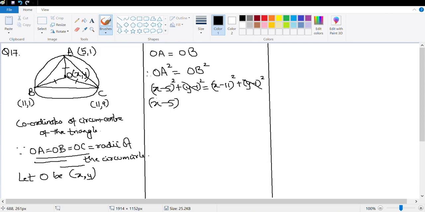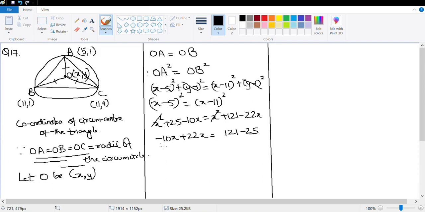Which means x minus 5 whole square is equal to x minus 11 whole square. Let's open this bracket and see what I get. So I get x square plus 25 minus 10x is equal to x square plus 121 minus 22x. X square and x square get cancelled. I get negative 10x plus 22x is equal to 121 minus 25. This is 12x equal to 96. Therefore, x will be equal to 8. So I've got one variable, x is equal to 8.